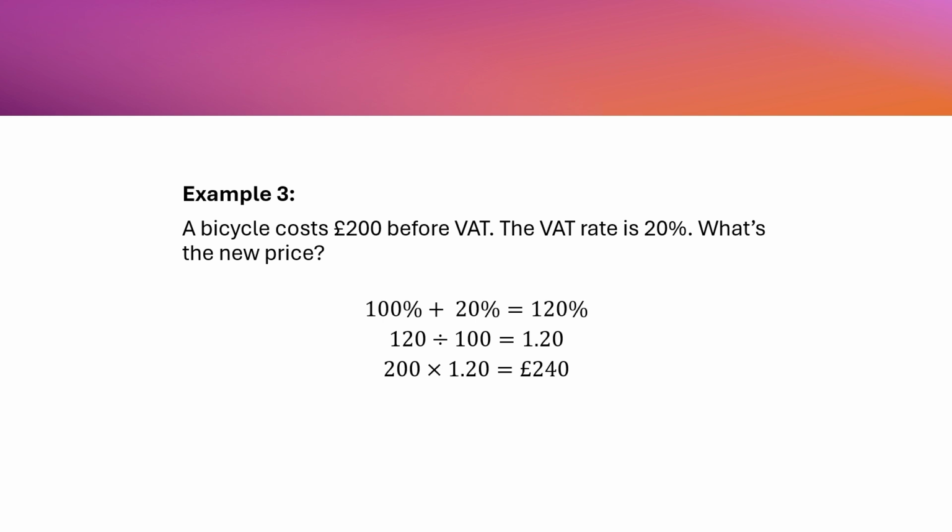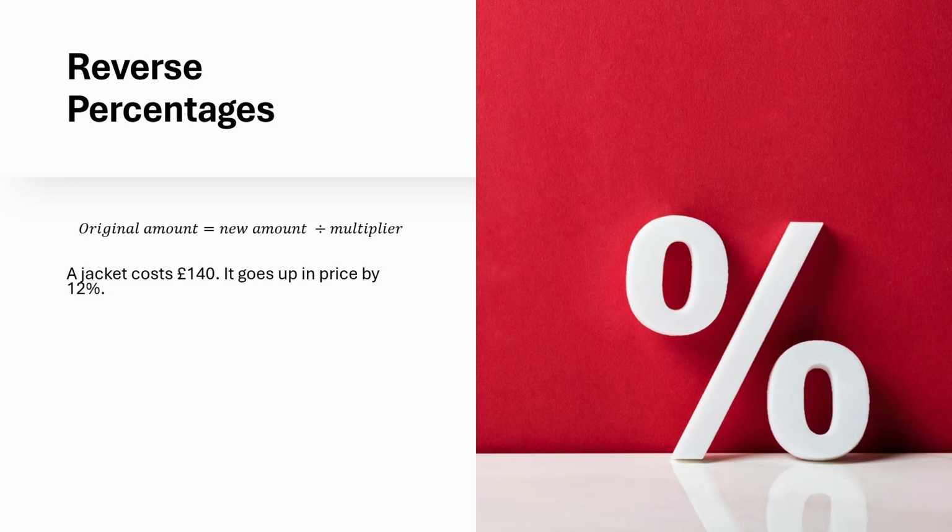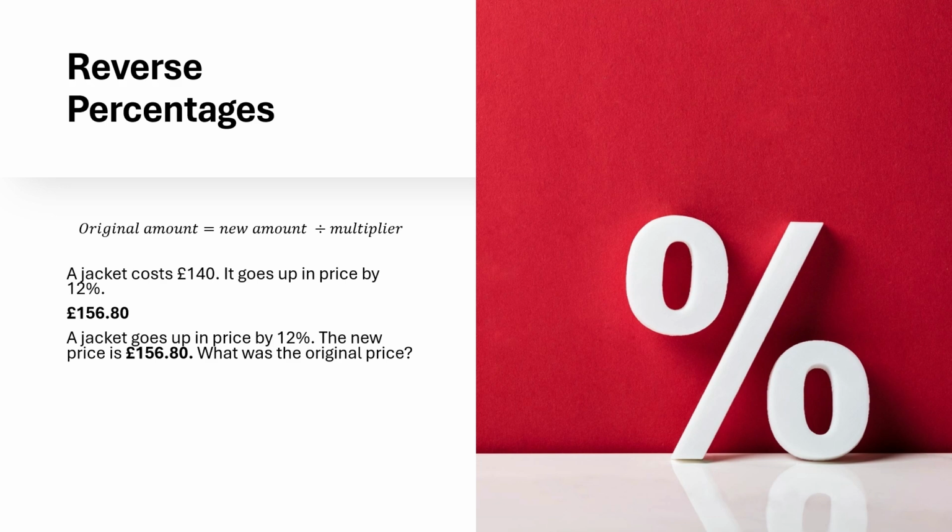Reverse percentages. You can use multipliers to work backwards and find the original price. Meaning, divide the new amount by the multiplier to get the original amount. Let's go back to the question in example 1. A jacket costs £140. It goes up in price by 12%. The new price was previously calculated as £156.80. Consider the question as: a jacket goes up in price by 12%. The new price is £156.80. What was the original price?